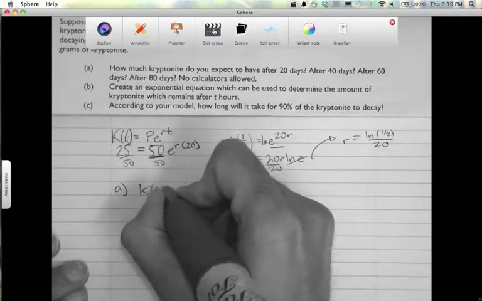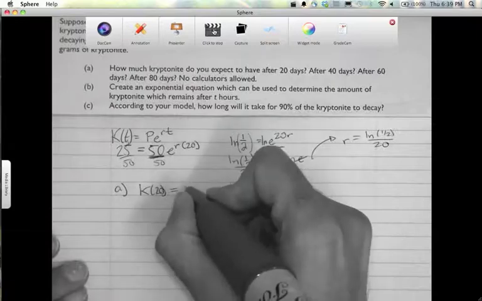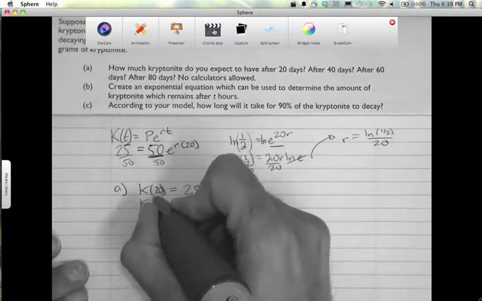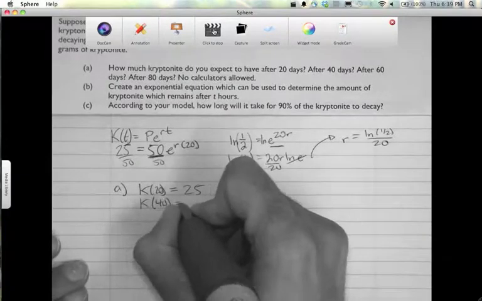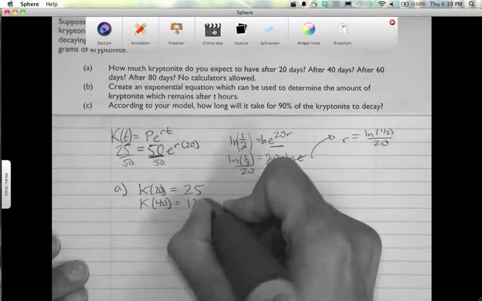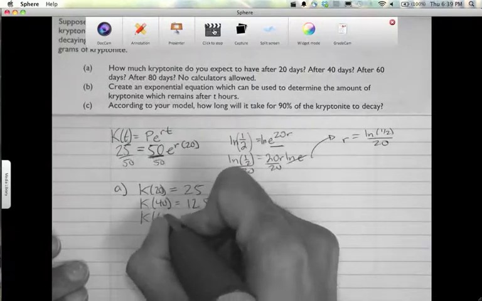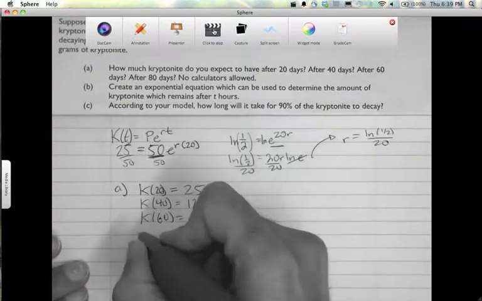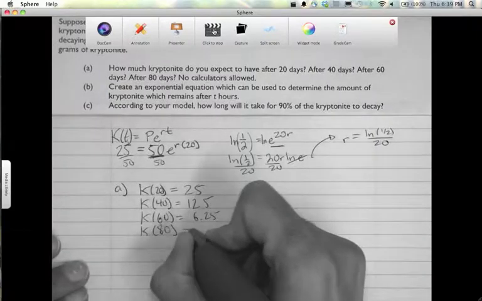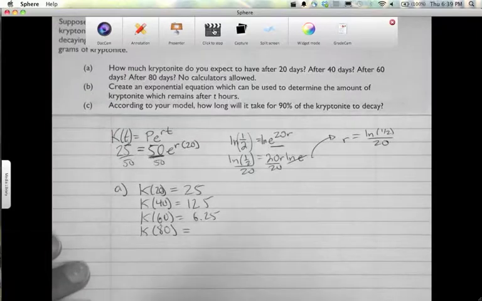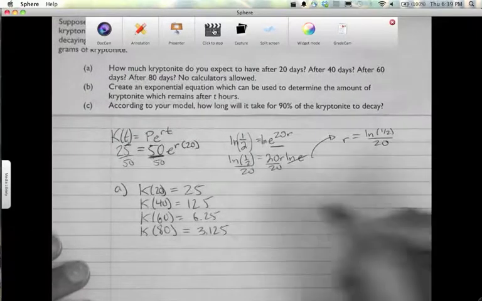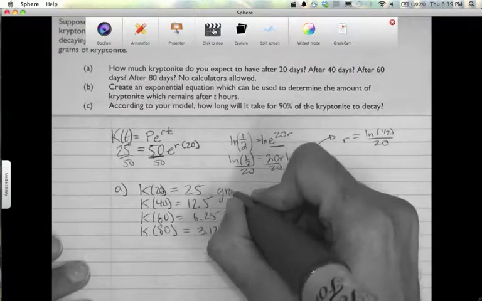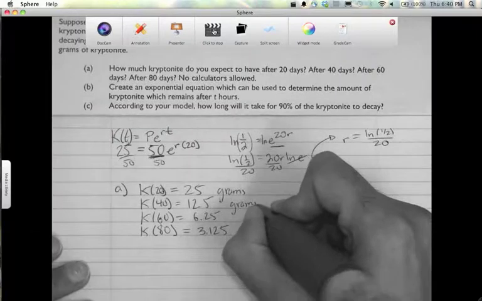So K of 20 should be 25 grams. That's half of 50. K of 40 should be 12.5. K of 60 should be 6.25. And K of 80, again, is half of that, which is 3.125. Of course, it's kryptonite and it's in grams, so I need to include my units in each piece.